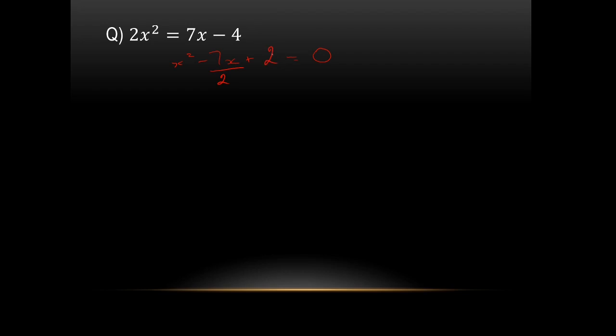So we should transpose the 2 to the other side. It becomes x squared minus 7x by 2 equal to minus 2. Now we take the minus 7 by 2 and half it: minus 7 by 2 times 1 by 2 is minus 7 by 4.